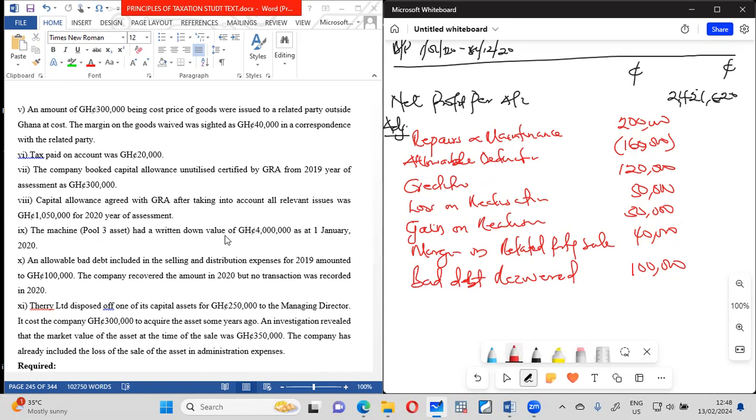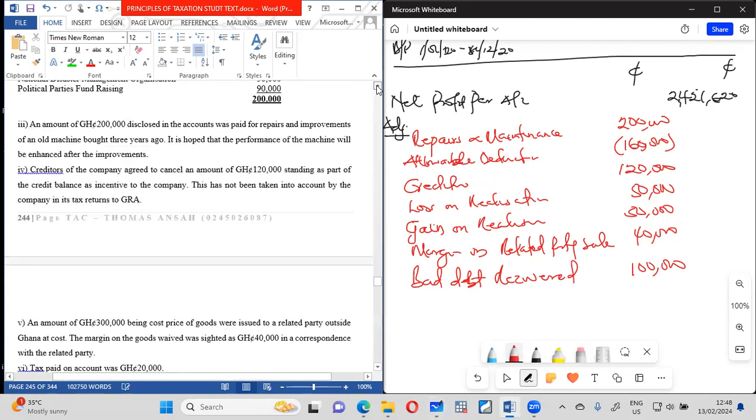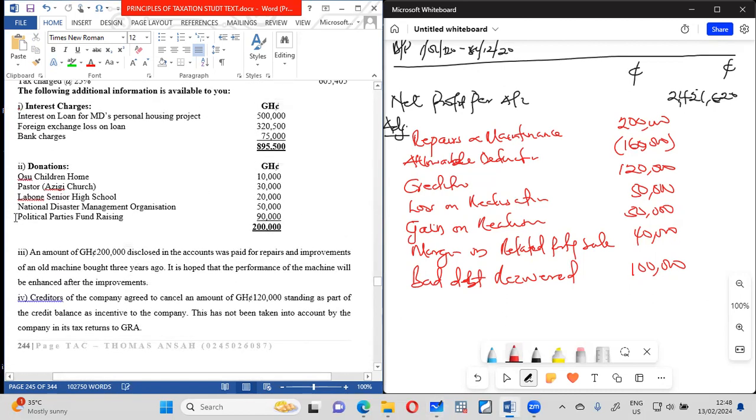We would have considered the effect of this, taking into consideration everything and the tax paid too. So let's go up to the table, to what we need to add in addition to it. Political fund, this is also something we should not encourage. So add back donations to politics, 90,000.